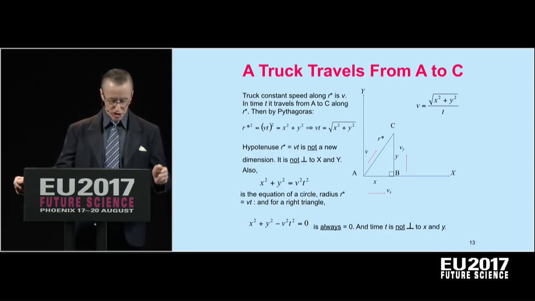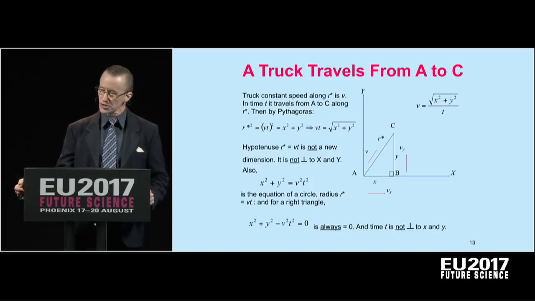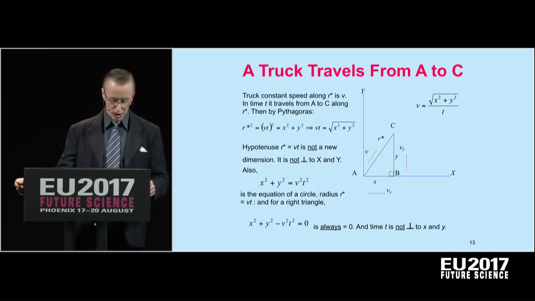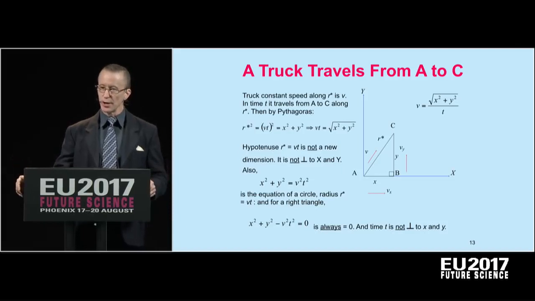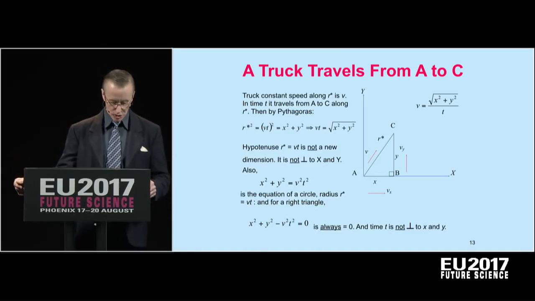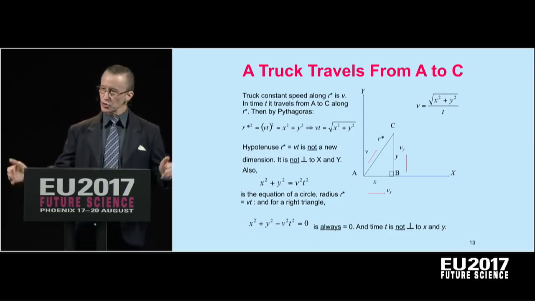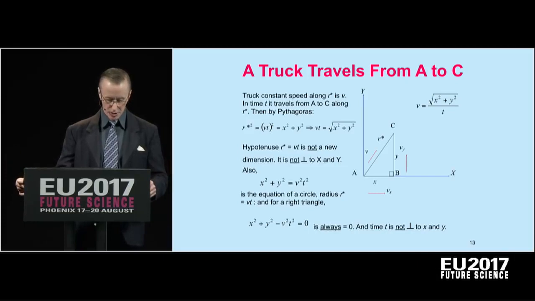So let's have a look at this. A truck has a constant speed along r star, which is v. In time t, it travels from A to C along this hypotenuse of a right triangle. Then the theorem of Pythagoras applies, and we say r star squared is equal to (v times t) squared, and that's equal to x squared plus y squared. And that means that v times t is equal to the square root of x squared plus y squared. That's the length of the hypotenuse of a right triangle.